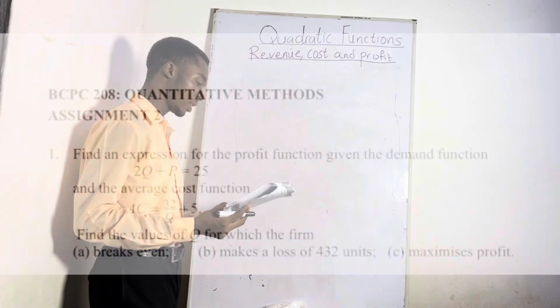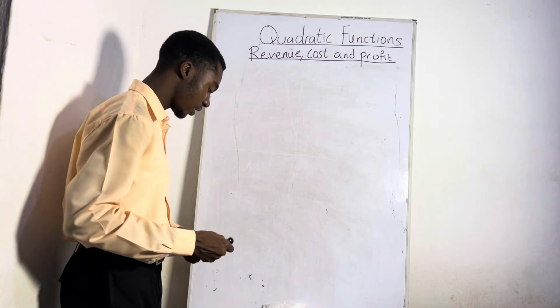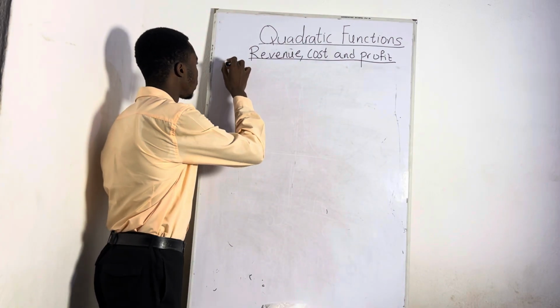So now the question says, find an expression for the profit function given the demand function 2K plus P is equal to 25 and the average cost function AC is equal to 32 over K plus 5. Find the values of K for which the firm A breaks even, B makes a loss of 432 units, then C maximizes profit.